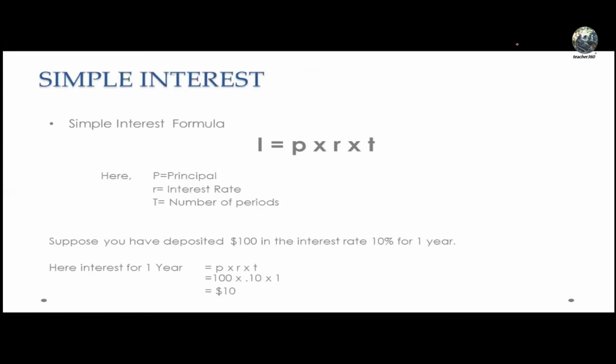Here we can see a simple interest formula, where I equals P times R times T. Here I is interest, P is principal, R is interest rate, T is number of periods.